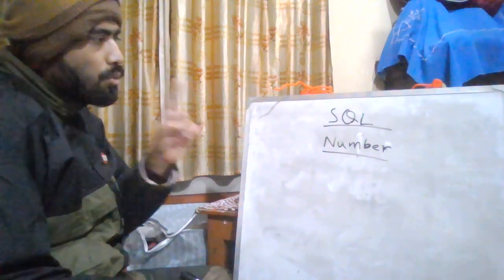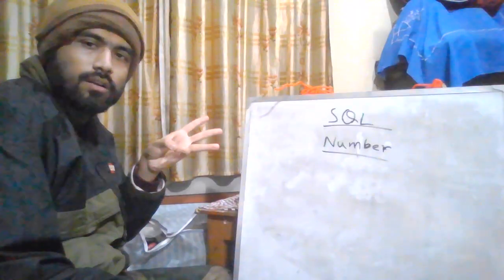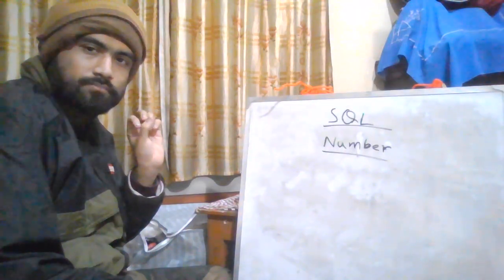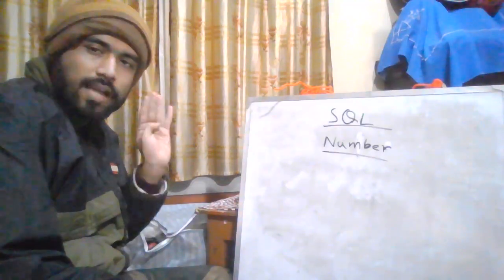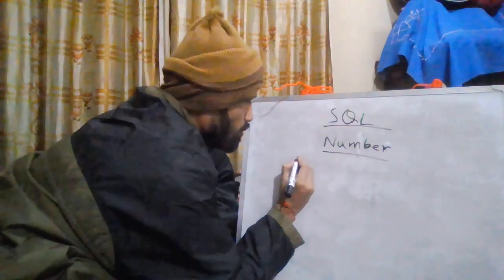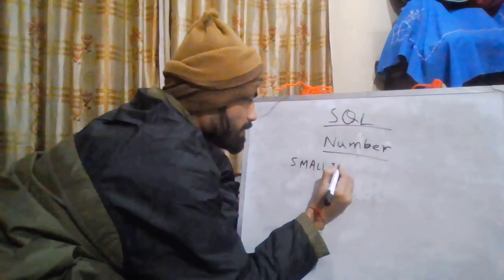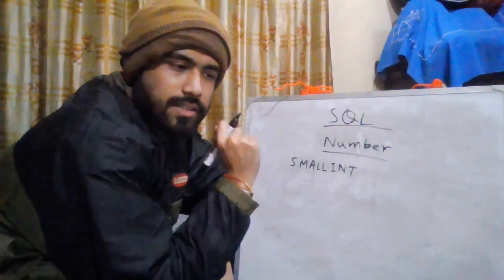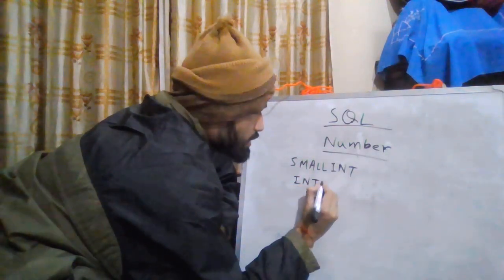Now, as I told you, there can be multiple types of storages or data size. Depending on the size of the data, you can classify it in three types. Integer types. What are the types? Small int. Int stands for integer.